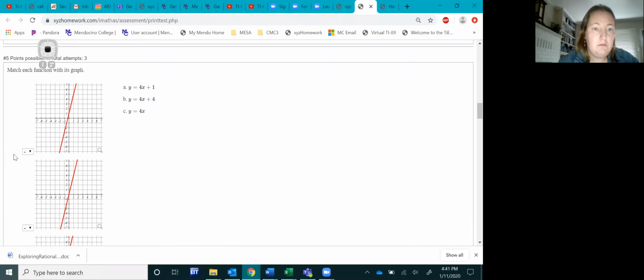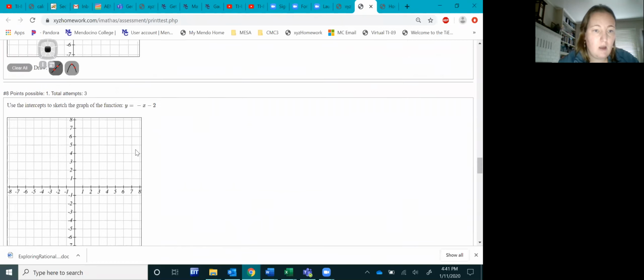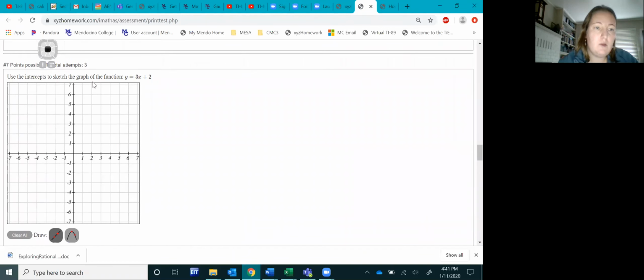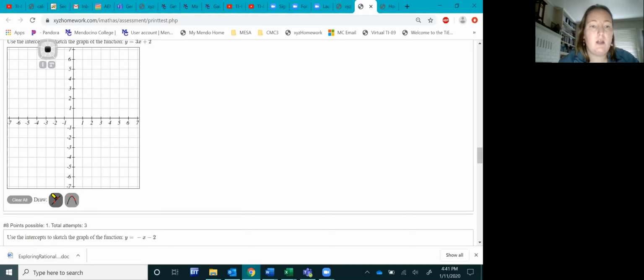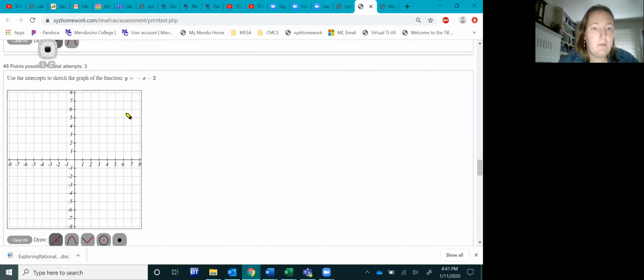Here you're matching. So you have a drop-down menu where you can pick the one that it matches to. Okay, here, use the intercepts of the graph to sketch this. Now I'm not actually going to calculate the intercepts specifically. In fact, why don't I do this one?